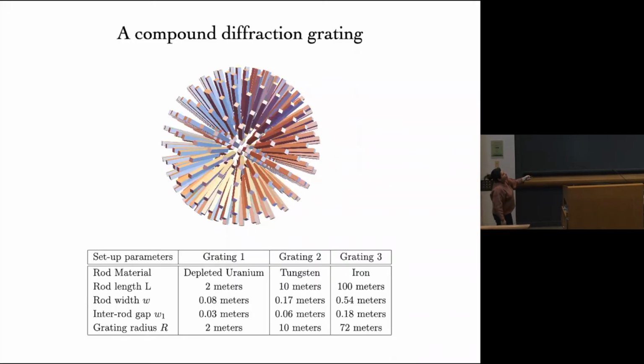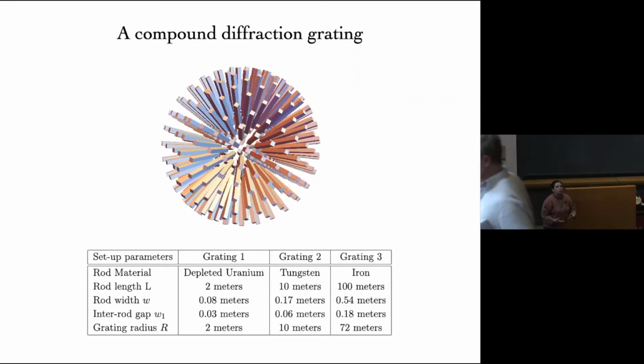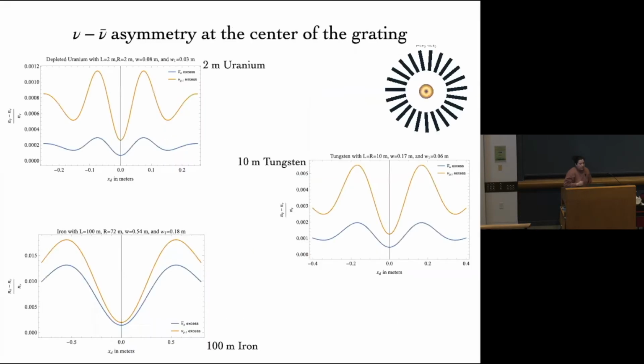We picked different materials. For the biggest one, we picked iron because it's one of the most abundant elements that we have. I think, as I said, I'm a big fan of depleted uranium because it's basically trash that you can use for this, and it has all the nice properties that you want to maximize the index of refraction of neutrinos. And this is how we arrived at the type of diffraction pattern that I showed on Monday. So this is for the 2 meter, 10 meter, 100 meter iron setup.